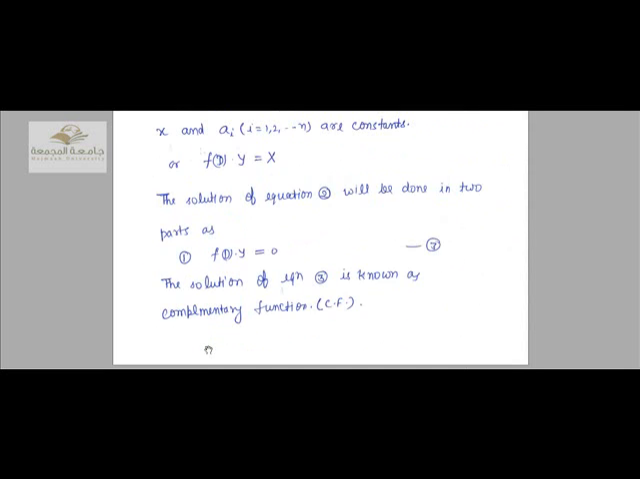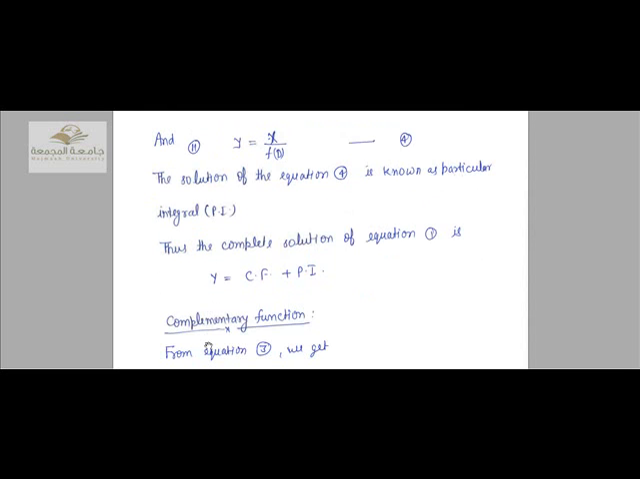Solution of equation 2 will be done in two parts. First part: f(D) y = 0, equation number 3. The solution of equation 3 is known as the complementary function. And second, y = X/f(D), equation number 4. The solution of equation 4 is known as the particular integral, PI. Thus the complete solution of equation 1 is y = complementary function + particular integral.